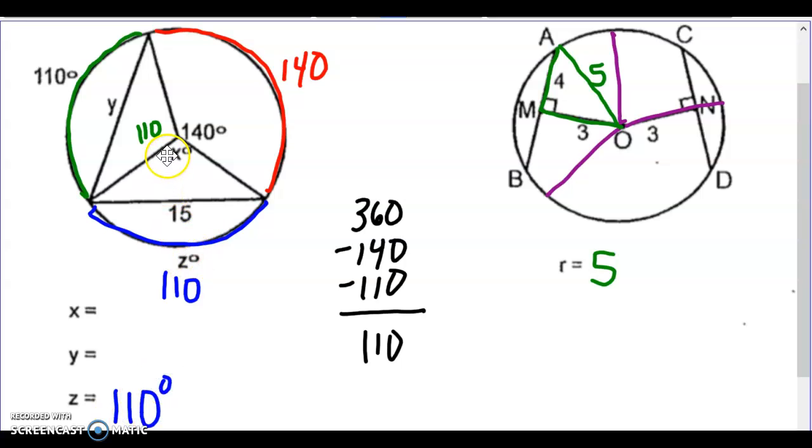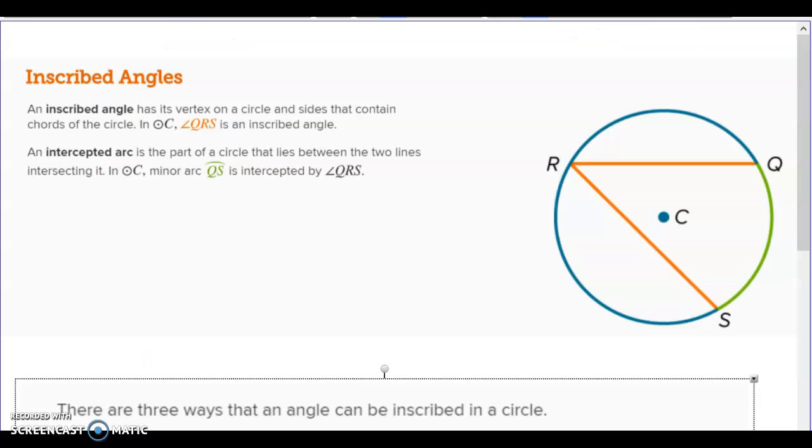So if that's 110, then the central angle would also be 110. And if that central angle is 110 and that central angle is 110, then their chords are going to be the same. So if this chord is 15, then this chord would also be 15. Okay? All right, last thing that we are going to do here is inscribed angles.